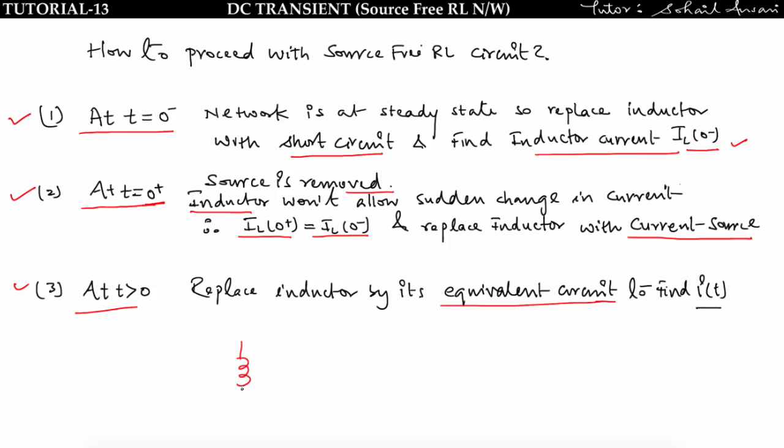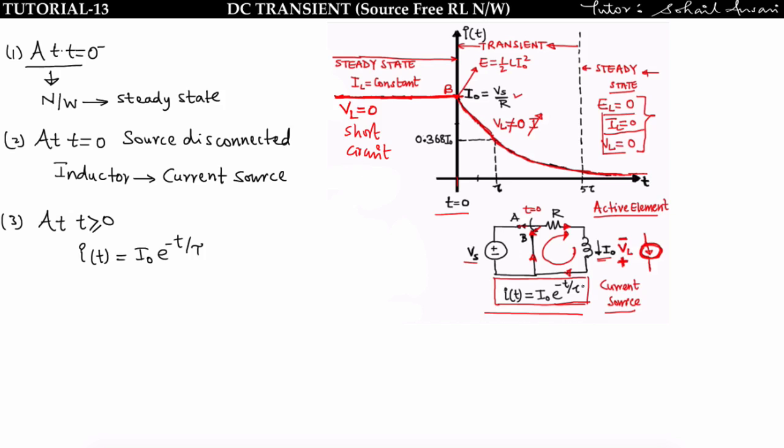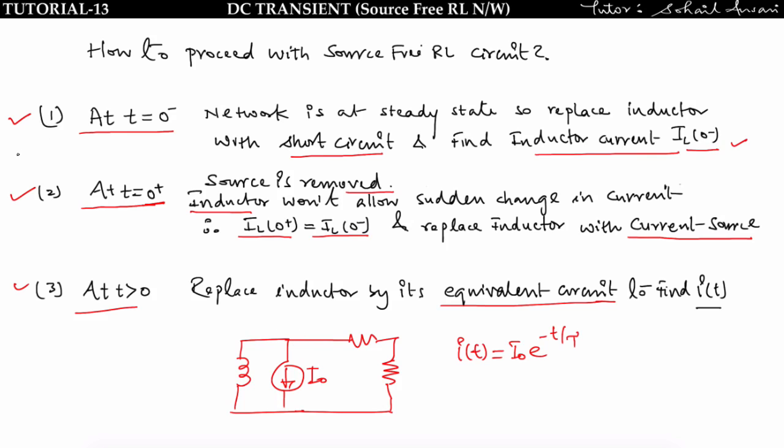Like we place an inductor in parallel with one current source, having maximum current, and we will make the whole circuit according to that. Finally we will find that it is an exponentially decaying function, equal to I naught e to the power minus t upon tau, according to the graph we have seen earlier. So these three circuits we will make in any source free RL network in order to find the transient behavior or any response at any state.